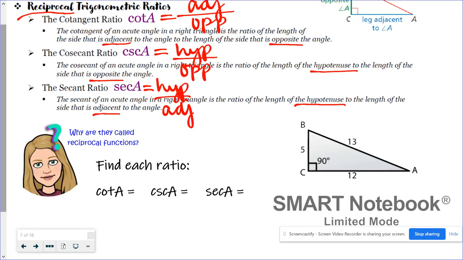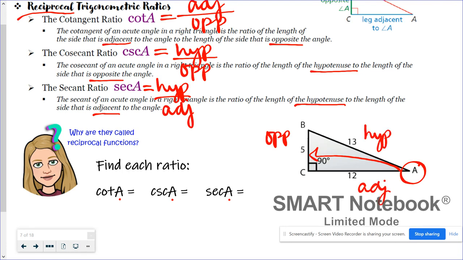So let's actually find some ratios for triangle ABC here. Notice that we're going to focus on angle A. So if angle A is our angle of reference, that means the 5 side is the opposite, the 12 side is the adjacent, and the 13, well, that's your hypotenuse. So cotangent, remember cotangent is the adjacent over the opposite. So the adjacent is 12 and the opposite is 5.